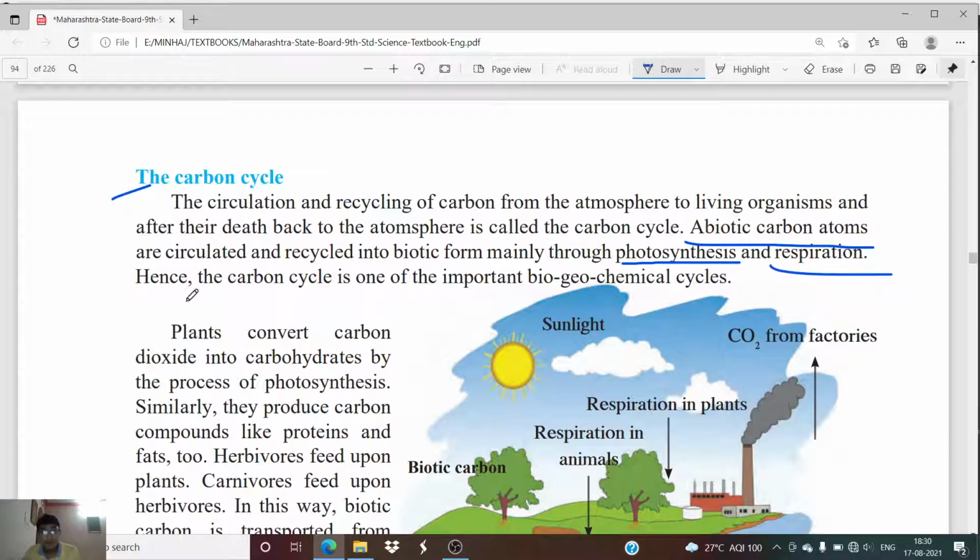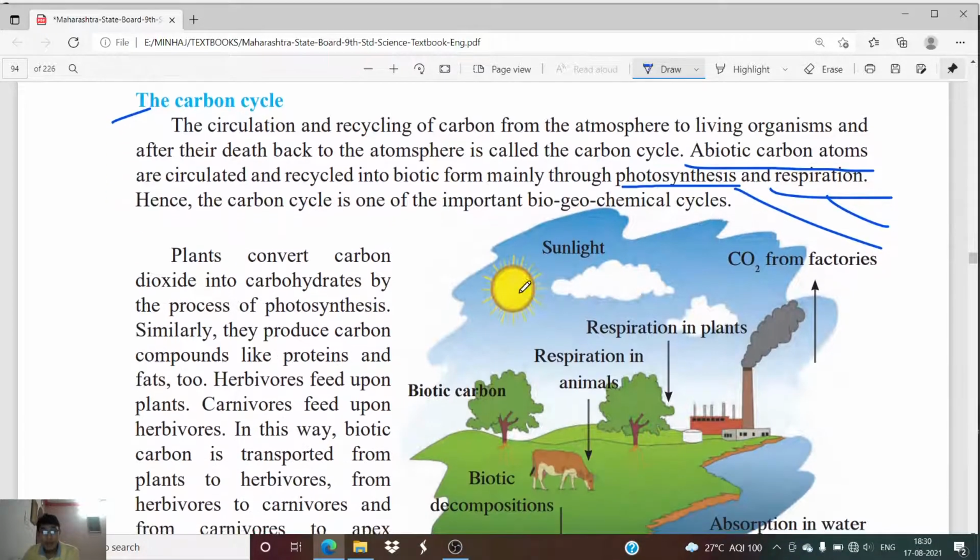Now, hence, the carbon cycle is one of the important biogeochemical cycles, as this particular cycle, the carbon cycle, is directly related to the photosynthesis process and respiration. Okay, it is a very important cycle.